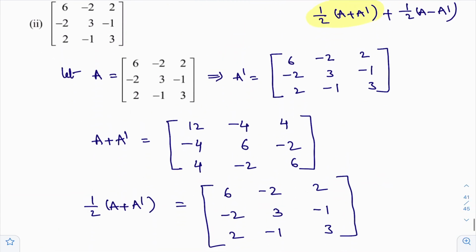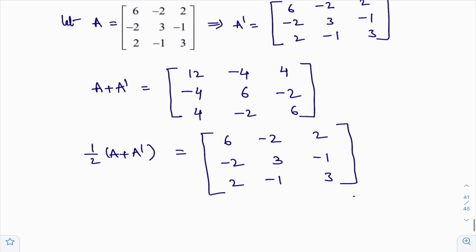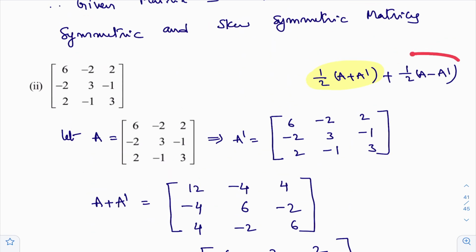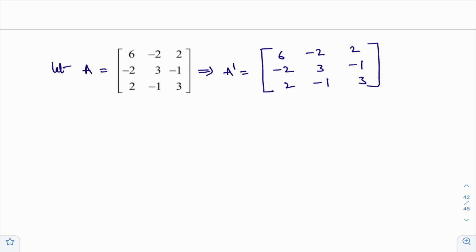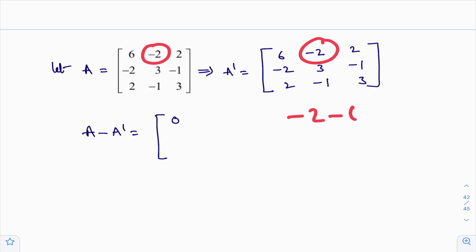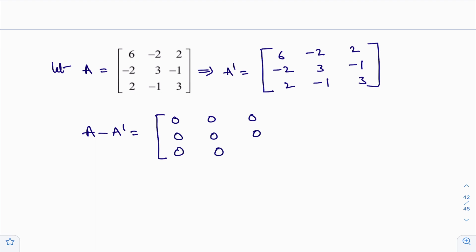I'll take this as equation 1. Now I'll calculate half into (A minus A dash). For that we need this A dash. First I'll calculate A minus A dash. Subtract the corresponding elements of matrix A and A dash: 6 minus 6 is 0, minus 2 minus of minus 2 is minus 2 plus 2, that is 0, 2 minus 2 is 0, and so on. You calculate A minus A dash, you will get all zeros.